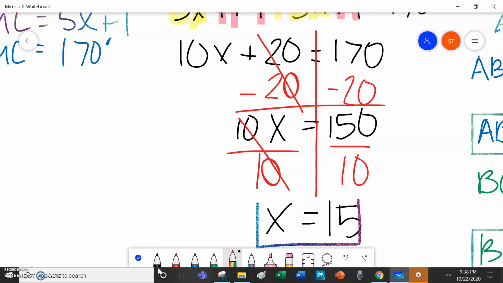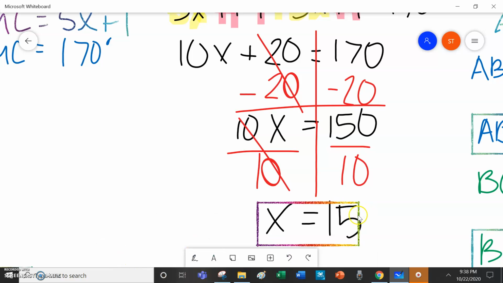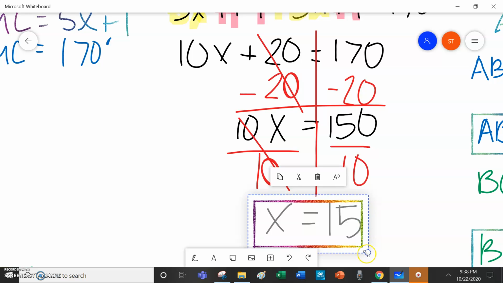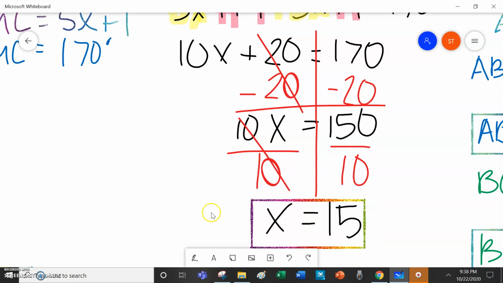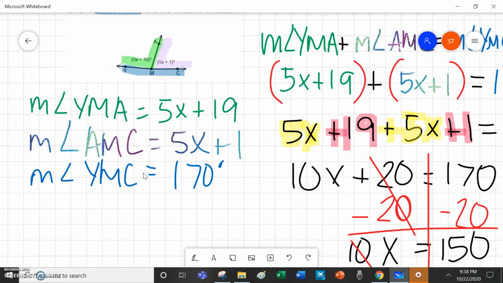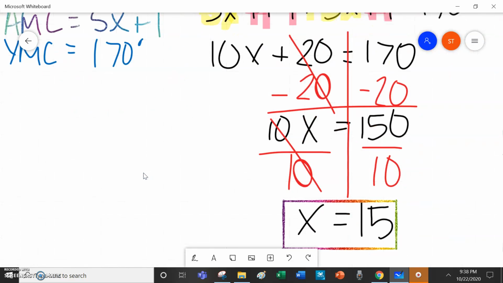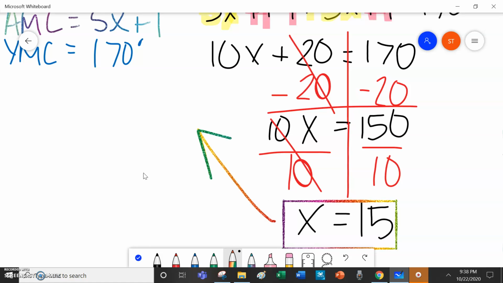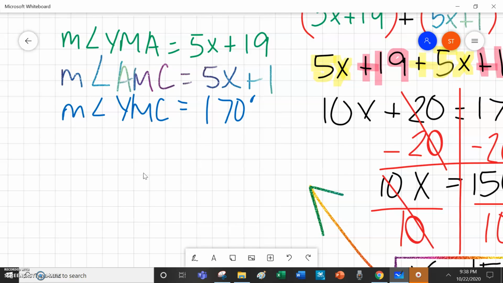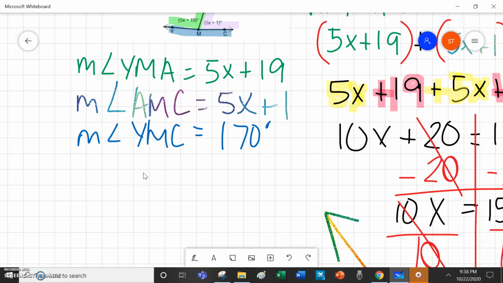So, awesome. I have finished that part of my job. However, this is not what the problem was asking me to do. The problem was not asking me to stop at finding the value of x. It needs me to find the measure of AMC. So I'm going to use this value to solve for what the measure of AMC is numerically.